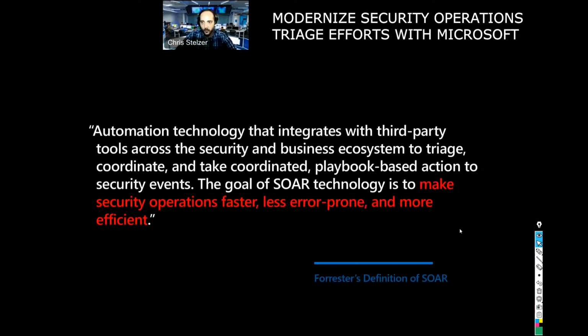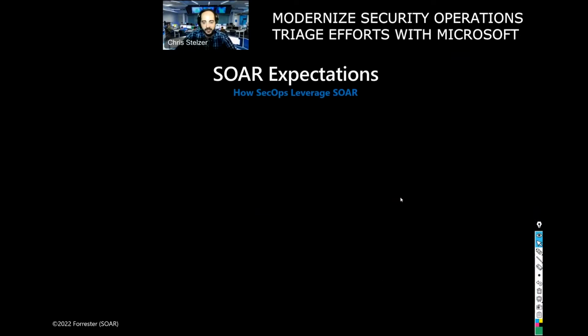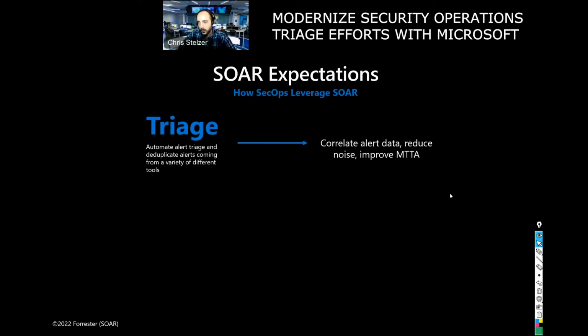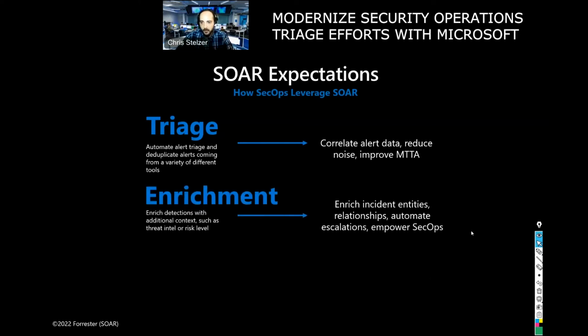So when you implement SOAR, what can you really expect from a SOAR platform, and what are some core aspects of SOAR that you might want to institute within your organization? One of the big ones is around triage. Help correlate alert data, reduce the noise, automate the alert triage. When these alerts come in, we gather additional sources of information and we work to improve what we call mean time to acknowledgement. Get your analysts acknowledging that there's a problem quicker and have them focus on what matters most.